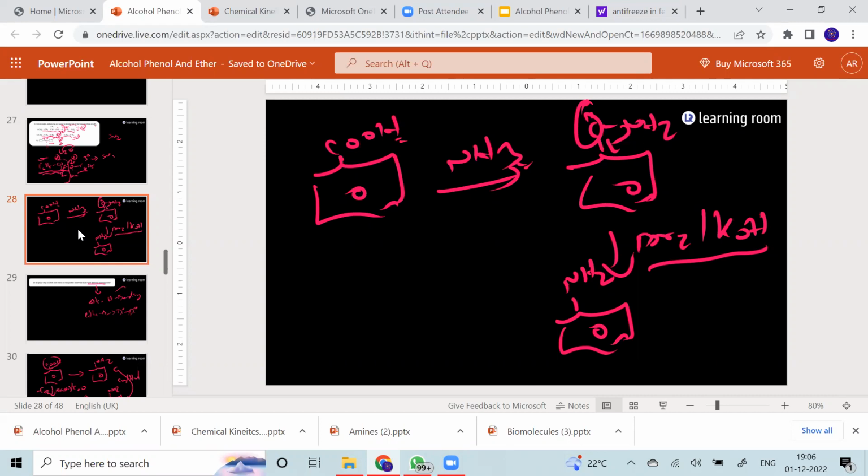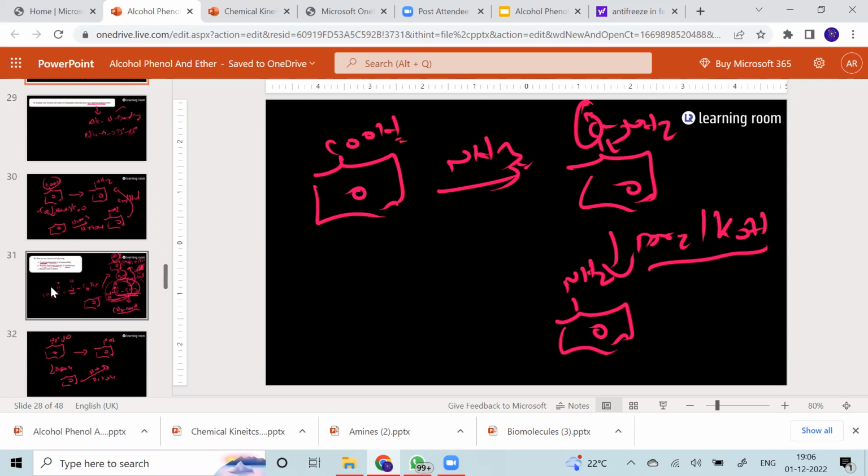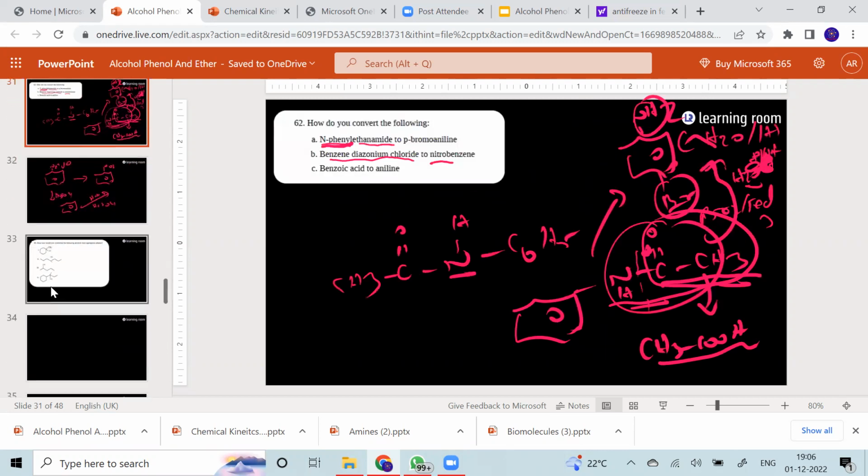Sir, I meant this reaction only, sir. Oh, you meant this only, but instead of going for COCl, you can directly go for CONH2. Okay, sir. And then do the bromine, Hoffman degradation. Right? Okay. Right. Next.